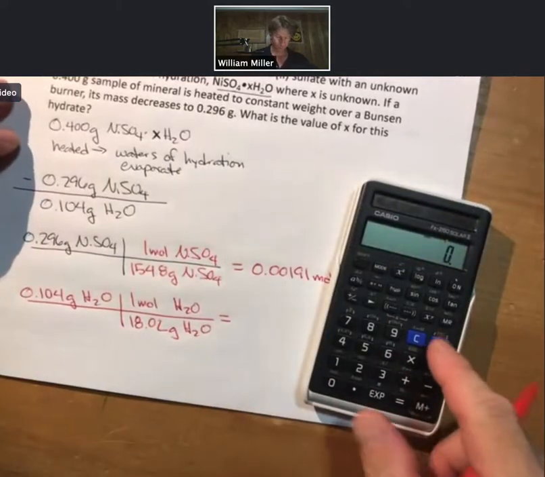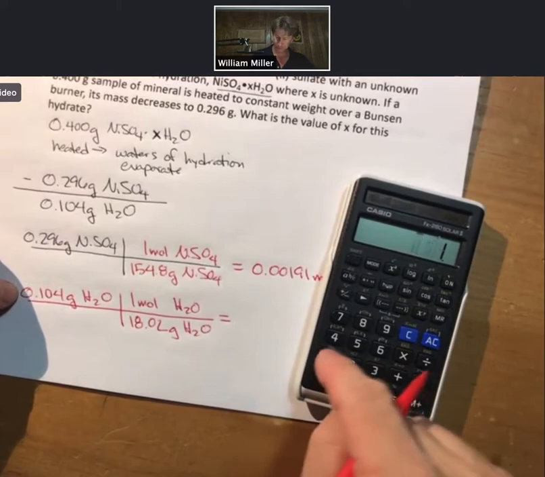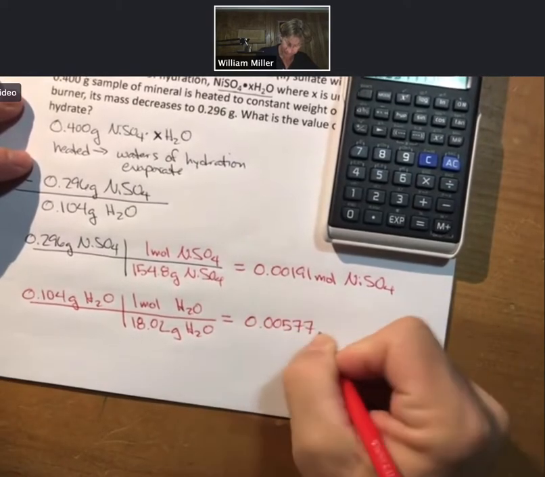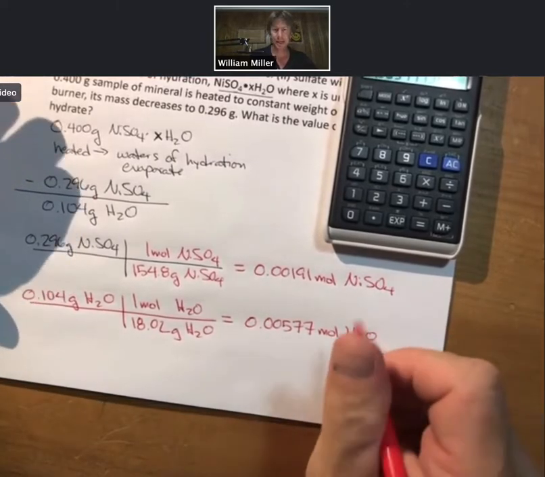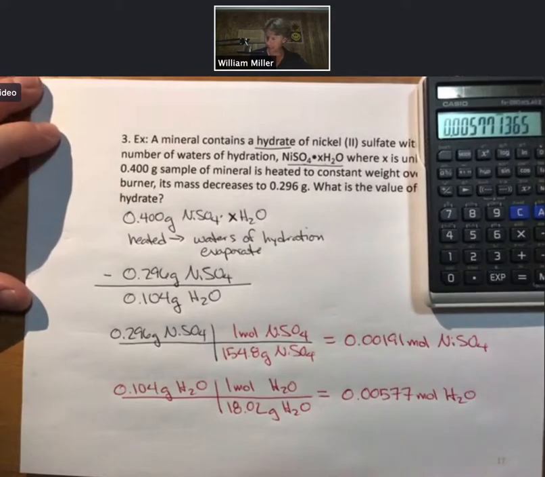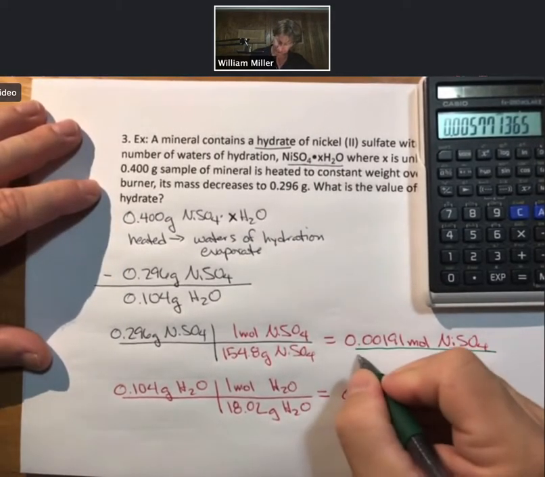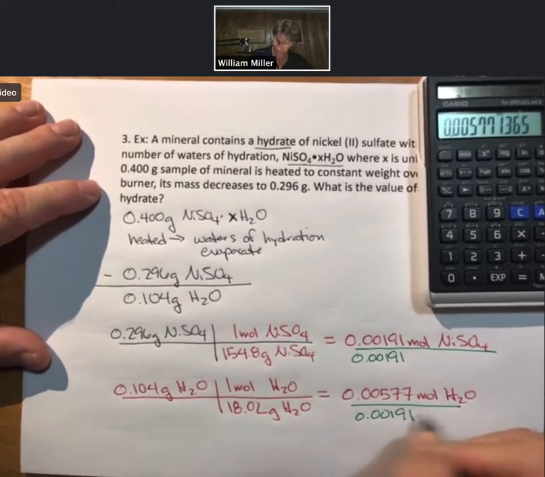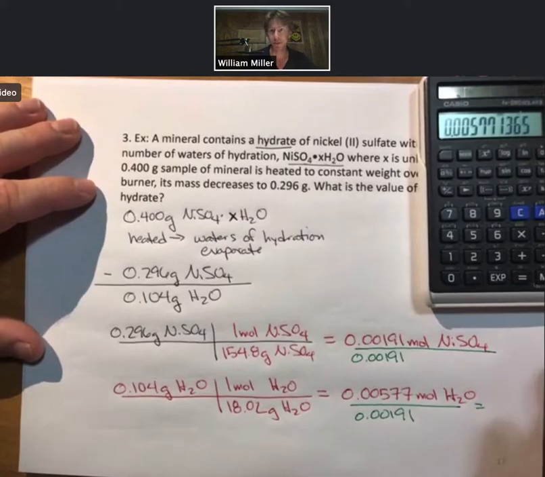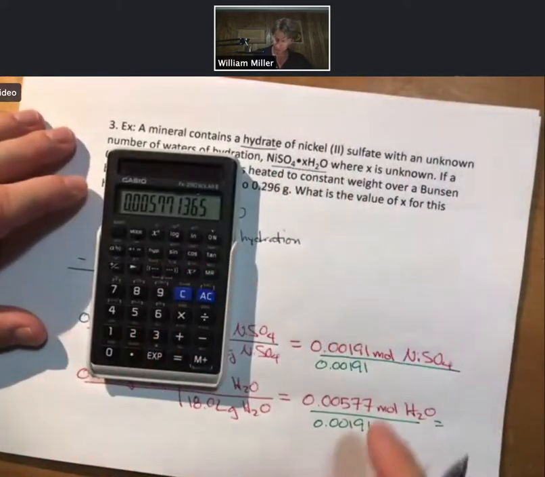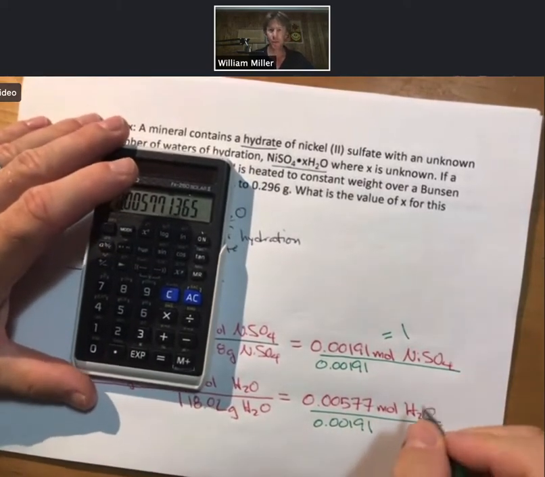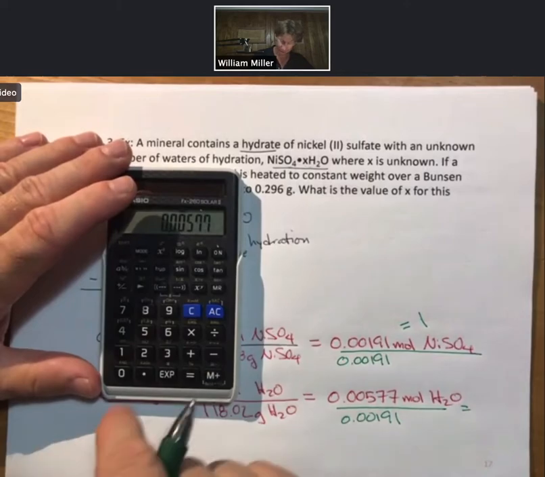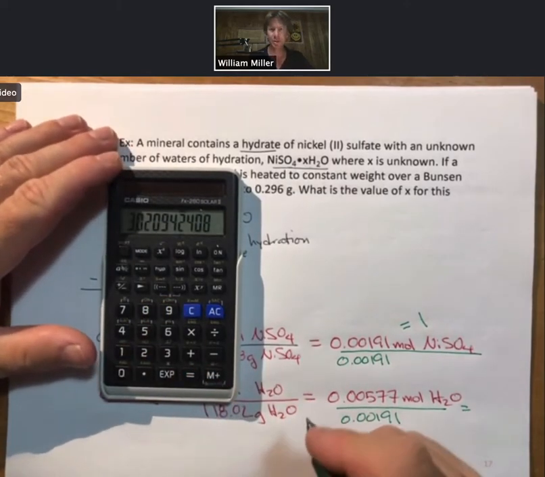And if I do something similar for the water, 0.104 grams divided by 18.02, 0.00577. Now, if this problem works, and I think it does, the last step is to divide by the smallest number of moles, which is this. And see if we get small whole numbers, small half numbers, or let's just see what we get here. So this one's easy. We get one. And now, for the moment of magic, 0.00577 divided by 0.00191, 3.02.